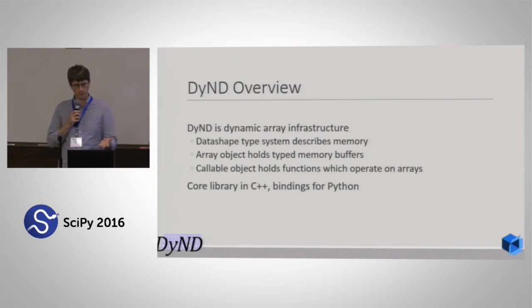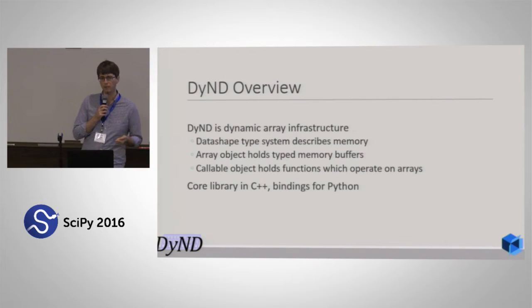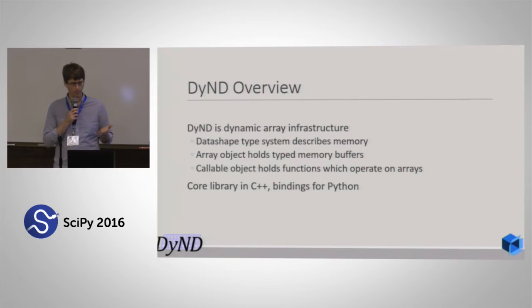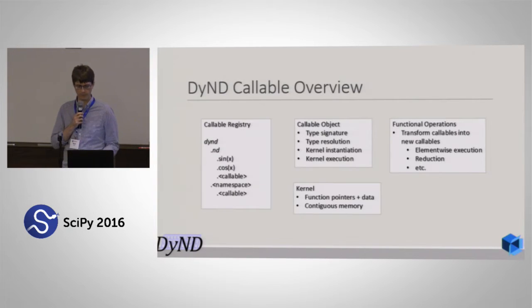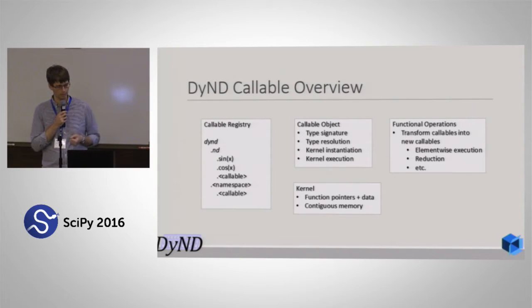And finally, the callable object is for function calls, and it's what lets you write new functionality, combine existing functionality, and it's intended for things that operate on arrays. So like I mentioned, core in C++, bindings in Python, both of them are intended to feel very natural to the people who are used to those two languages.